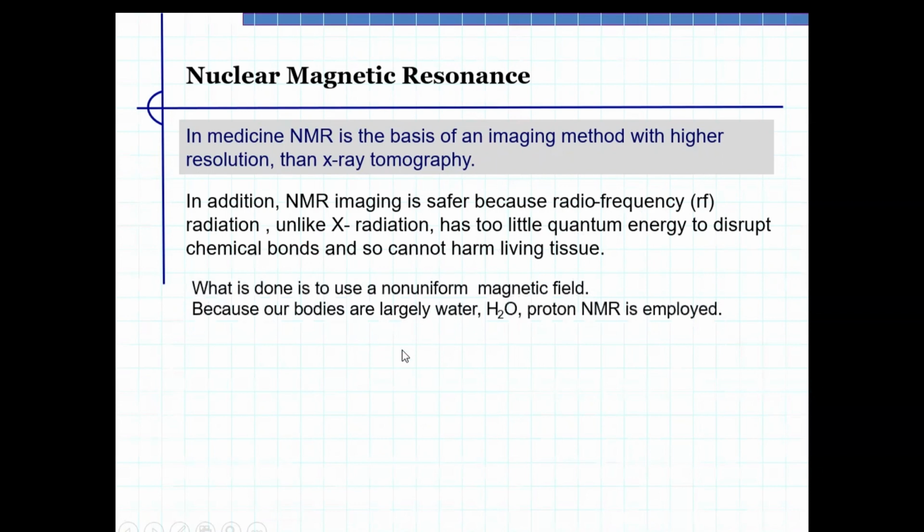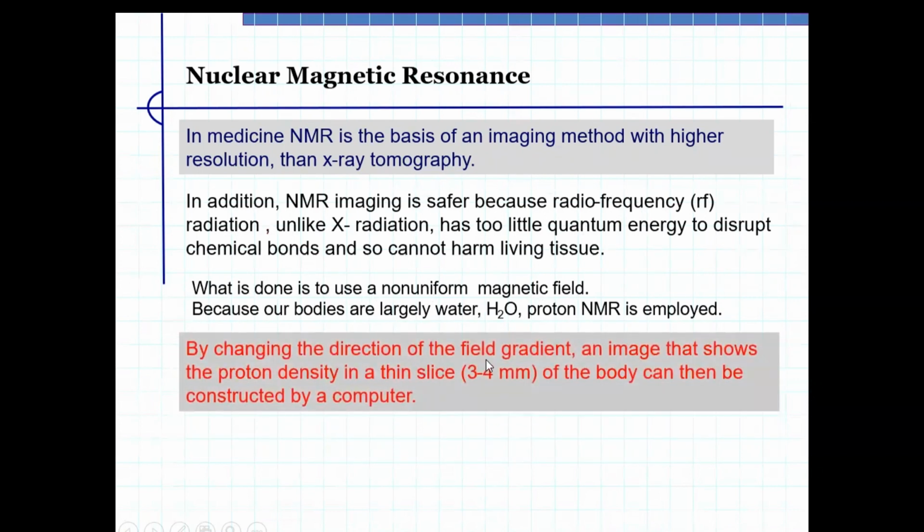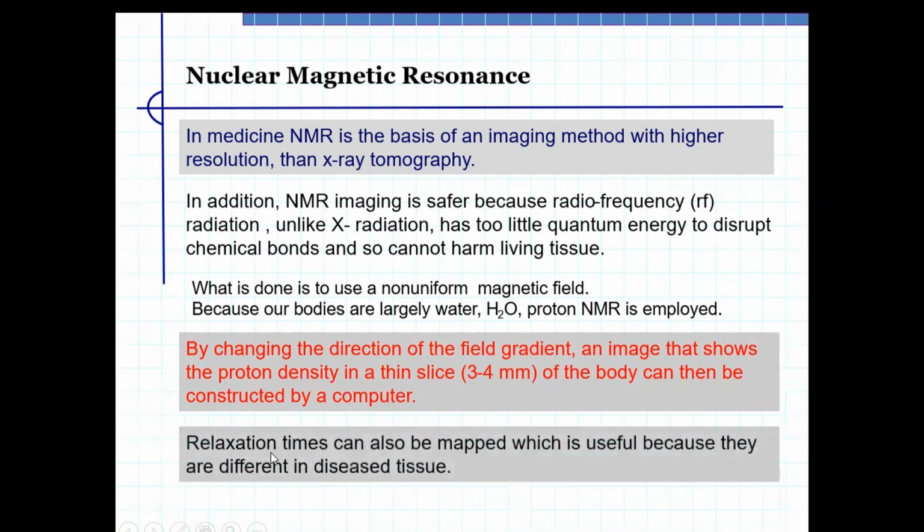So what is done is to use a non-uniform magnetic field, because our bodies have water, or the protons to which NMR is applied. By changing the direction of the field gradient, an image showing the proton density in a very thin slice of the body can be constructed. The relaxation time can also be mapped, which is very useful to tell what kind of disease that particular part of the body has.